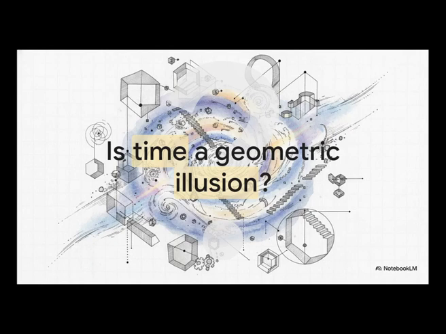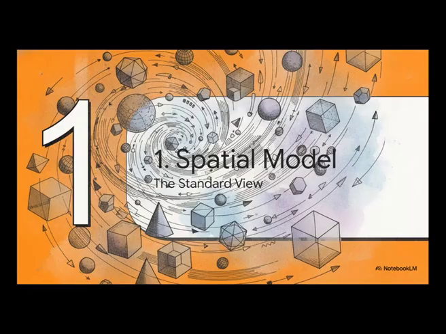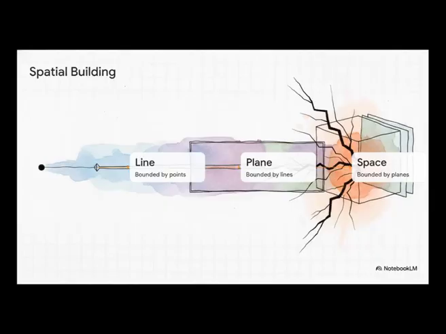Hold on to that thought, because to figure out where we went off track, we first got to look at the blueprint we've been using. Section 1, the standard spatial model. Okay, so here's where we start. Weber calls this the spatially derived model of reality. Basically, classical geometry teaches us that you build dimensions by using the boundaries of the smaller ones.